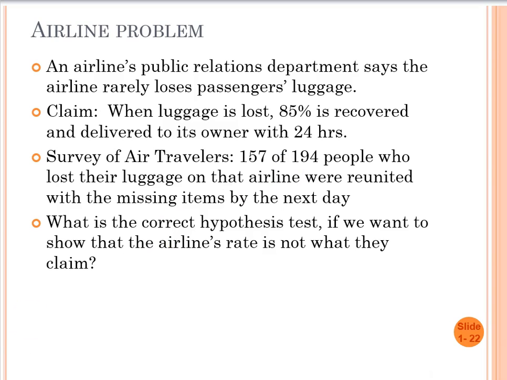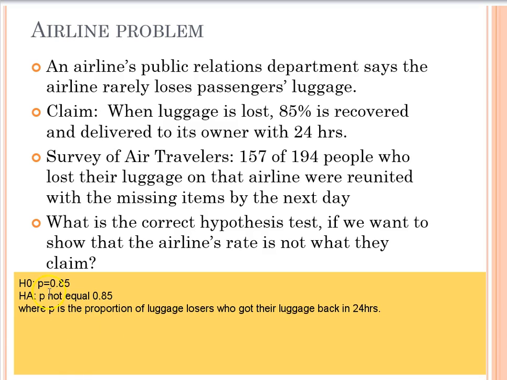First, we need to set up a null and alternative hypothesis. So we're going to start with equality in the null hypothesis, and we're going to say that the airline's public relations is correct. We're going to assume that the true proportion of luggage losers who got their luggage back in 24 hours is in fact 85%. So we're going to assume they're true, and then we're going to use our sample to provide evidence that that may not be the case.